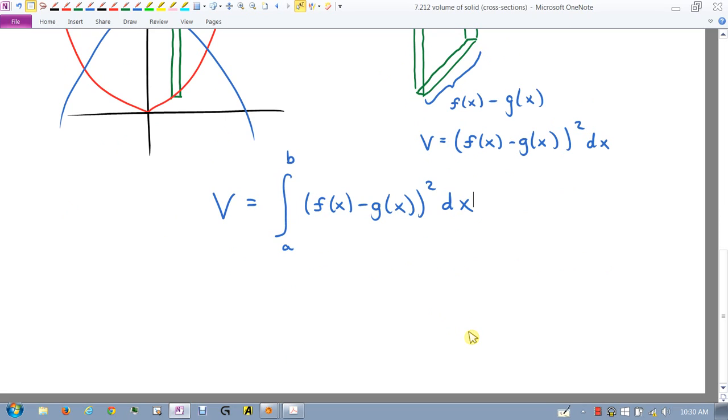So let's fill the blanks in because we actually know all this stuff. What's a and b for us here? -2 to +2. What's f of x? 5 minus x squared. What's g of x? So I'm subtracting it. 1/4 x squared. And then all of that quantity squared dx. Whatever that is, is the volume of that solid. Questions?